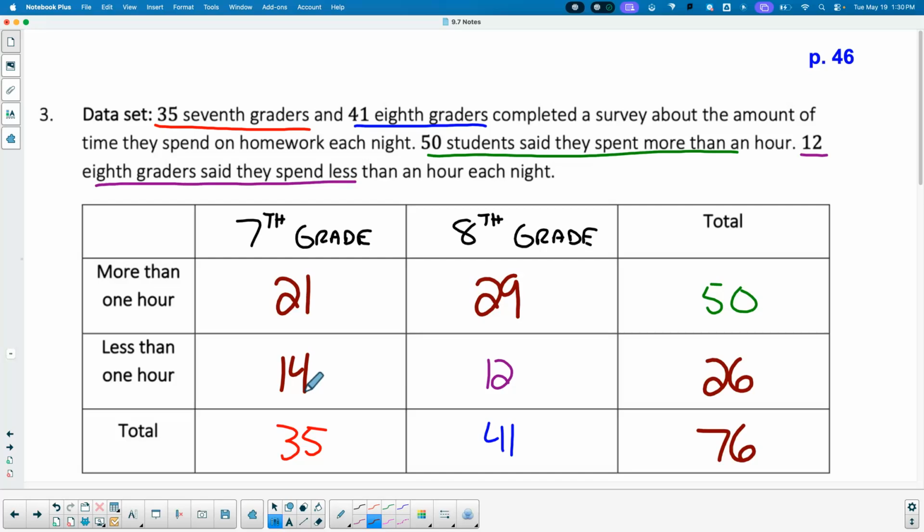Rows first, 21 plus 29, 50. 14 plus 12, 26. 35 plus 41, 76. Columns now, 21 plus 14, 35. 29 plus 12, 41. 50 plus 26, 76. So it all checks out. Okay?